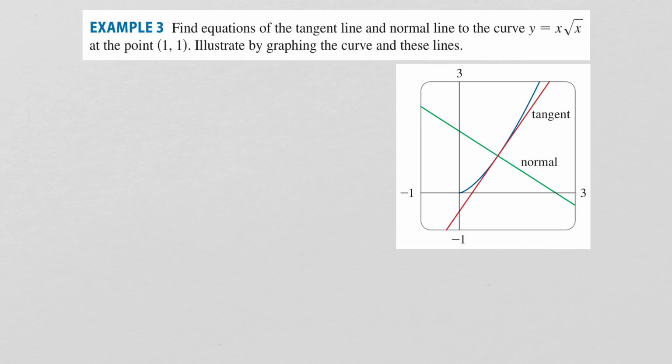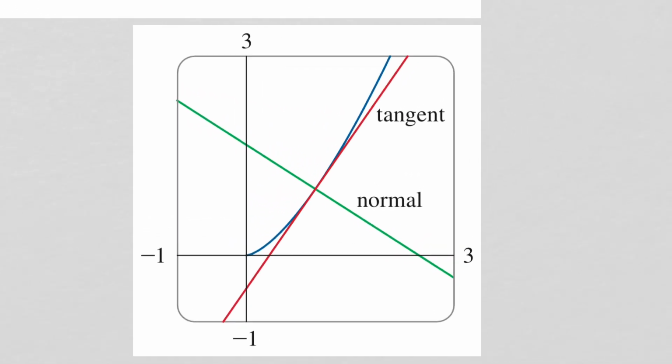In the next example, we'll demonstrate that you can find the equation of a tangent line to a curve by using this new rule. So in this case, we want to find the equations of the tangent line and the normal line to the curve y equals x radical x. And just for clarity, the function x radical x is this curve right here.